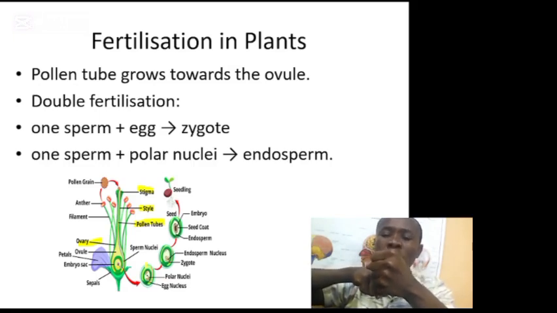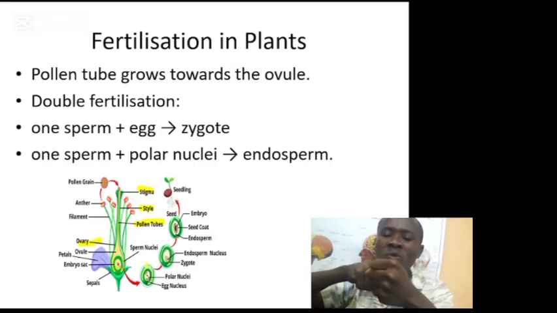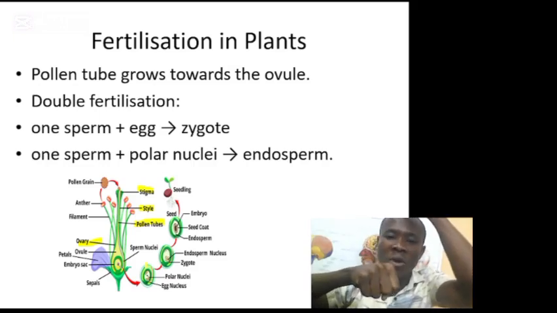So very close to the micropyle, that means the opening into the ovary, if this one doesn't move, this one will not have a passage into that ovary. Now what will happen? The pollen tube nucleus will disintegrate, will move away, and this one will have a passage to enter into the ovary.